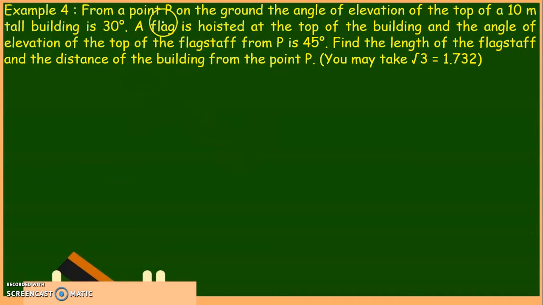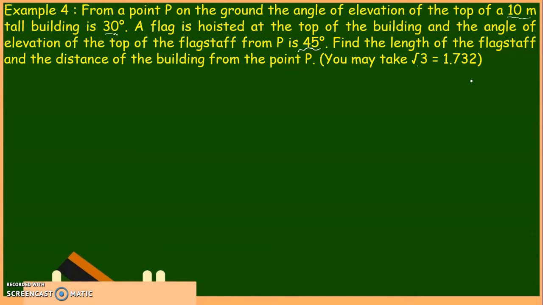See the question. From a point P on the ground, the angle of elevation of the top of a 10-meter tall building is 30 degrees. A flag is hoisted at the top of the building and the angle of elevation of the top of the flag staff from point P is 45 degrees. So find the length of the flag staff and the distance of the building from point P. You may take root 3 equal to 1.732.